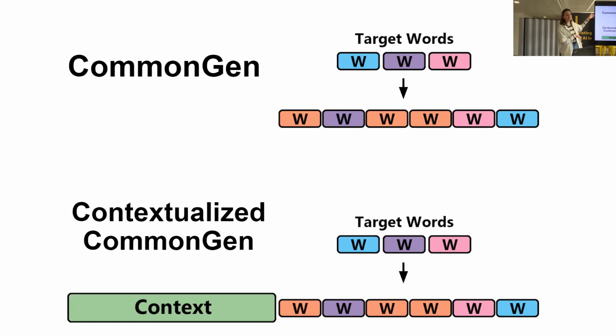So, conclusion, we now have a data set. The original CommonGen you see at the top only has the 3 target words, and then you have to generate a sentence containing those words. And now we have this new data set called contextualized CommonGen, where you have both the target words, your sentence, but also your context to which you have to adhere.